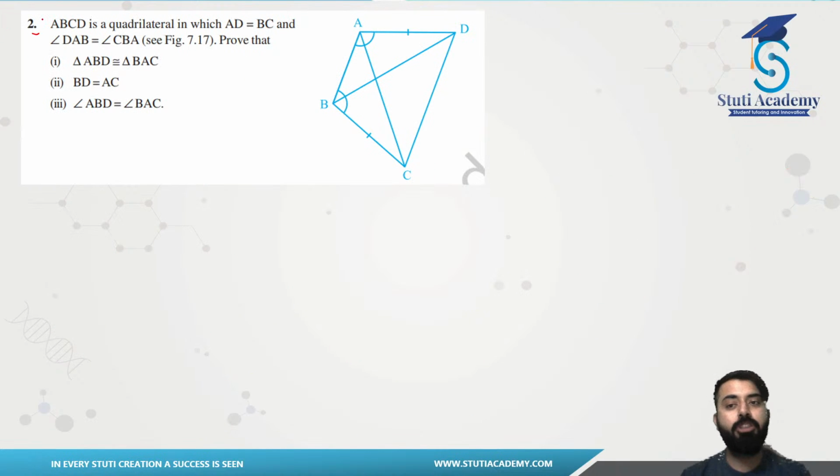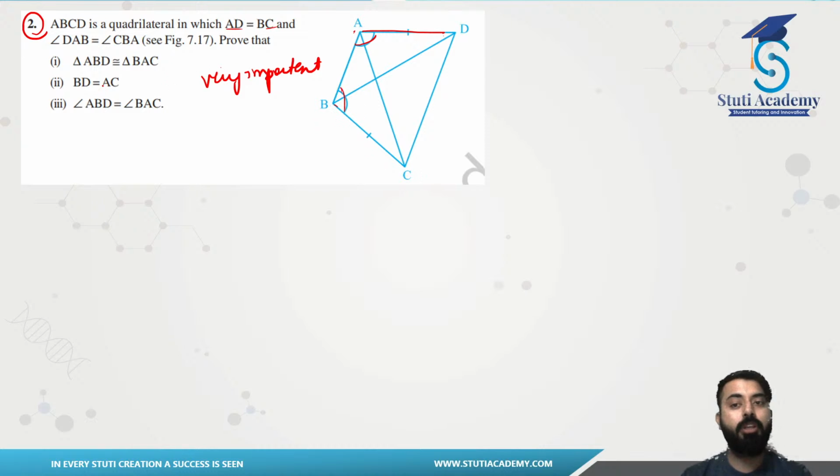We have the second question with us. This is very important. It states that ABCD is a quadrilateral in which AD is equal to BC, and angle DAB, this complete angle, is equal to angle CBA, that means this complete angle.